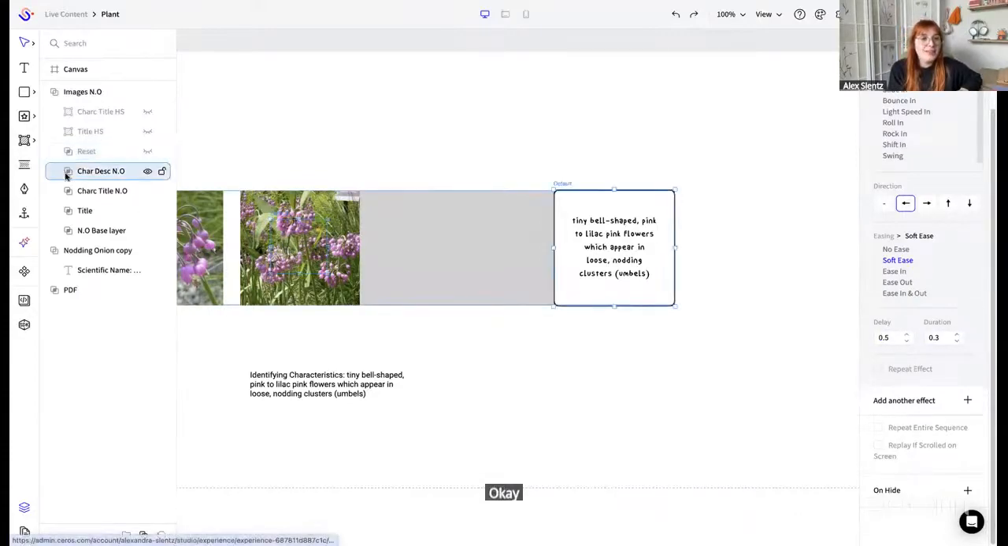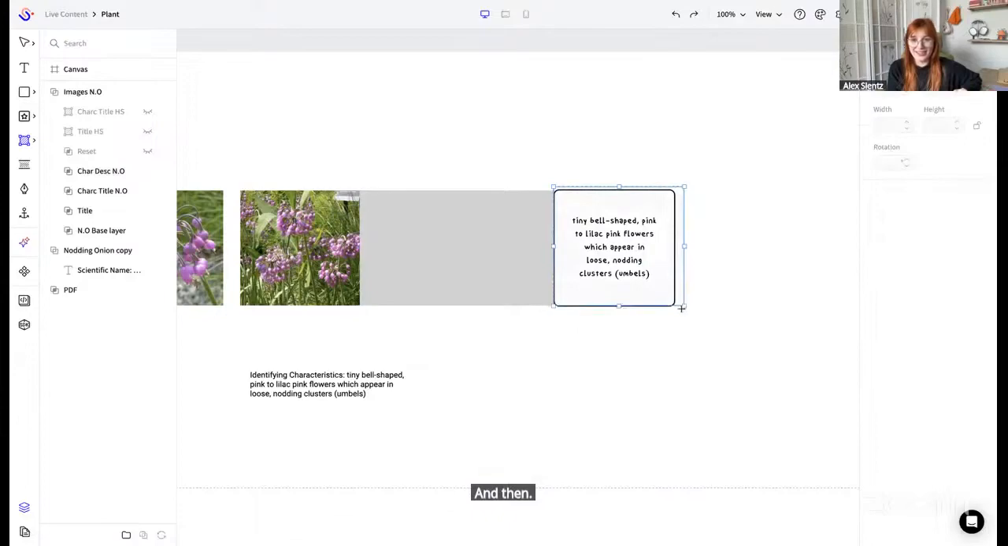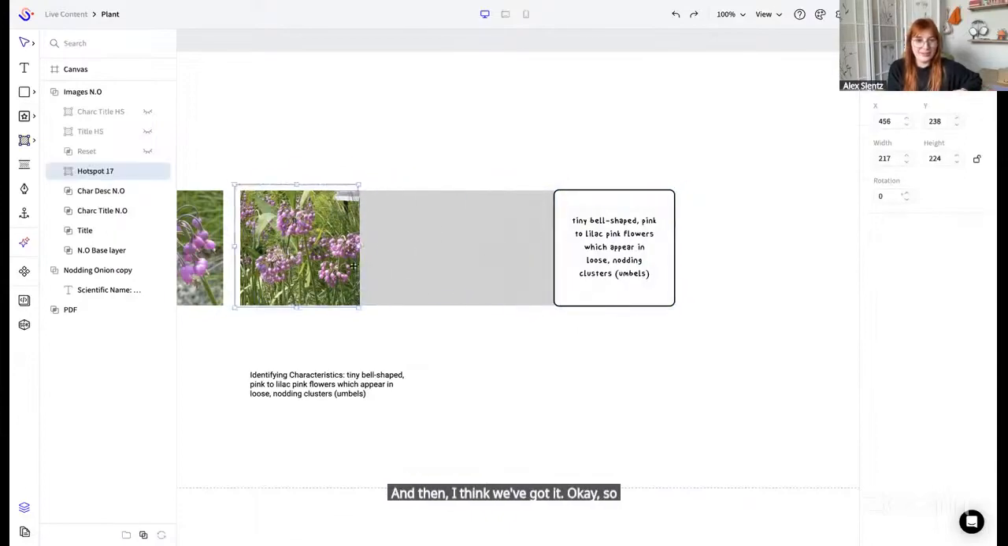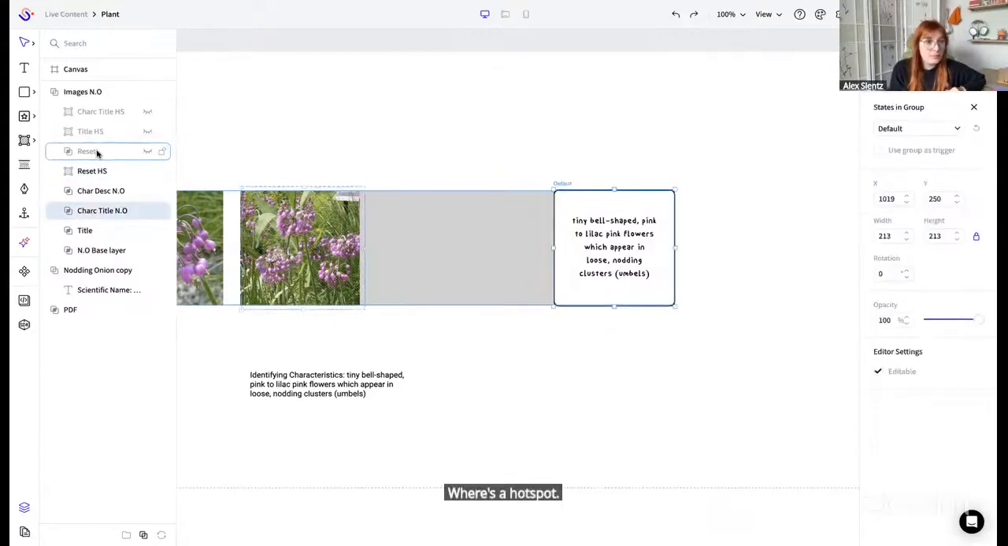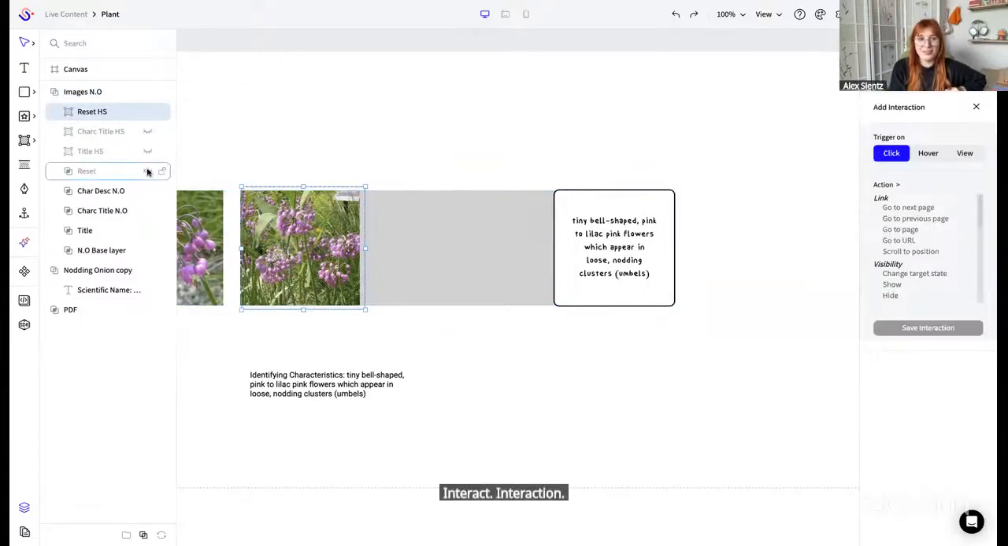Okay. Now, we have one more hotspot to add. And then I think we've got it. Okay. So it's not over here, actually. It's going to be over here. I'm going to title it reset hotspot. Okay. I'm going to move this all the way up here. Interact, interaction. Let's add that, that way I can see what I'm doing.